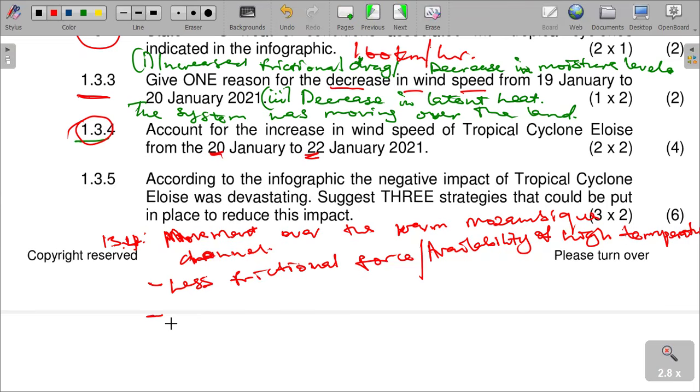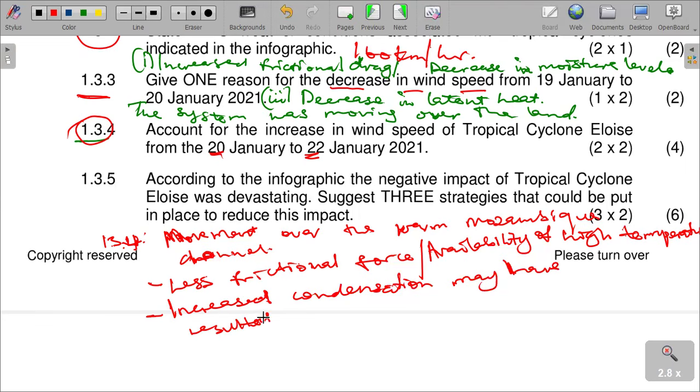And then we can also maybe account to say that increased condensation results in release of latent heat. Increased condensation may have resulted in an increase in the release of latent heat. So those points can also increase what can also cause the increase in the speed there.